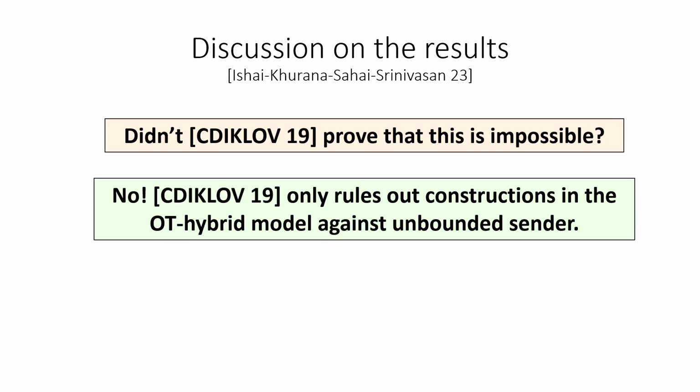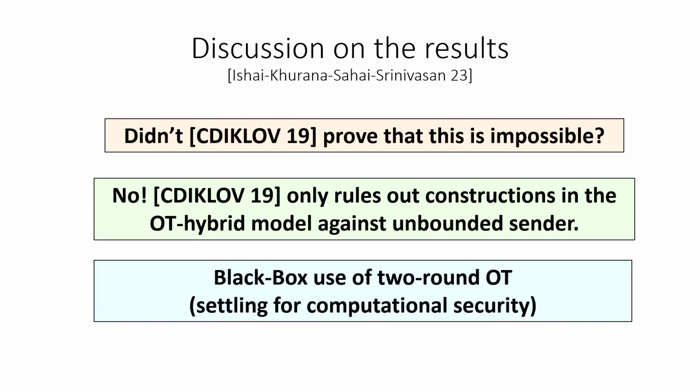Chase et al. only rules out constructions in the OT hybrid model against unbounded senders. So that's with statistical security, as well as in a different model. Okay. And critically here, we are going to be using black box use of a 2-round OT, and this results in us settling for computational security. Okay. And this 2-round OT protocol is actually more efficient than a 2-round OLE protocol as well. And this black box use of 2-round OT is actually crucial for the construction to go through. Also, this is in the random oracle model.